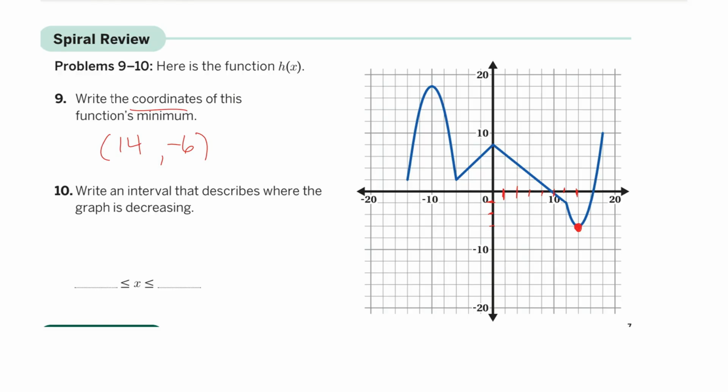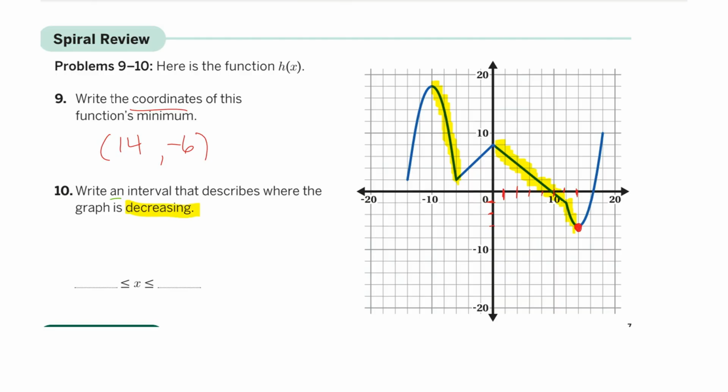For number 10, we're asked to write an interval that describes where the graph is decreasing. And so it says an interval, meaning it doesn't have to be all of them. It just needs to be one piece of this function that is decreasing. There's a couple different possibilities, right? We have this part of the parabola here that is decreasing. It means that when we read the graph from left to right, it's going down. I have this line segment here, and then I have this other part of the parabola. So again, those are the pieces that when I'm reading this graph from left to right, the y value is decreasing. And that's what I was looking for here.